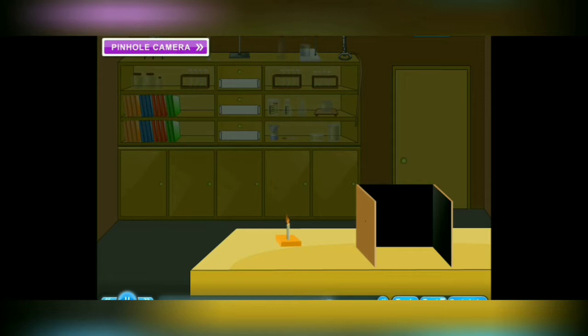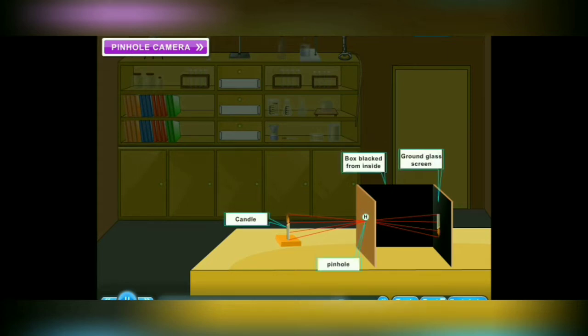A light ray from the top of the candle flame A falls on the screen at A dash. After passing through the pinhole H, a ray from the bottom B falls at B dash. Similarly, rays of light from each point on the candle flame fall on the screen after passing through the pinhole. Together, these rays of light make up the image B dash A dash.